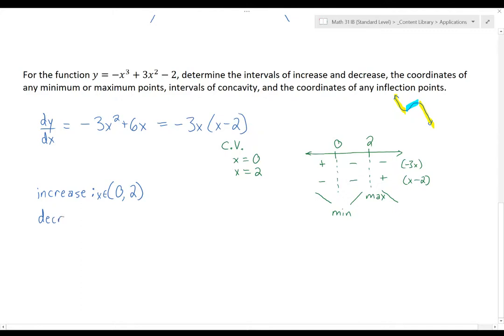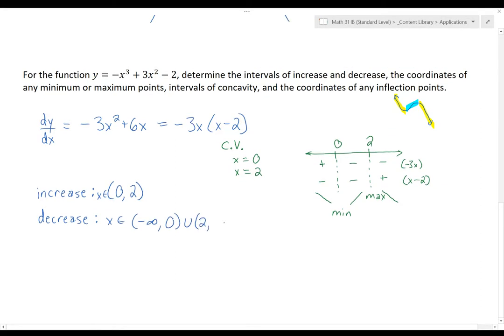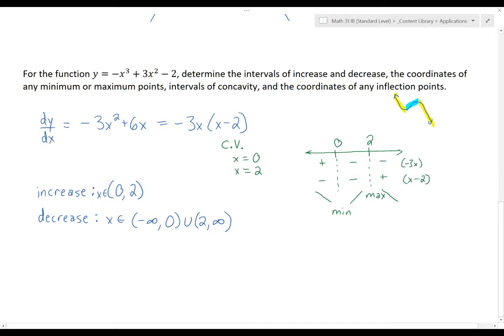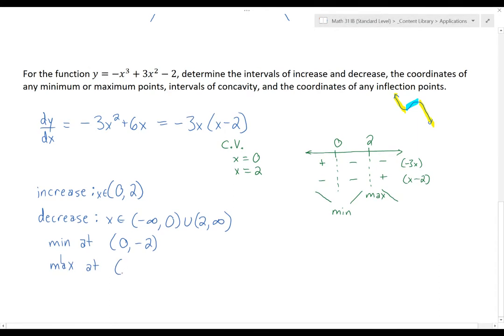It's decreasing on the intervals negative infinity to 0 and 2 to infinity. Notice that the 2 and the 0 are not included in these intervals because at 2 and 0, it is neither increasing nor decreasing. At 2 and 0, it is stationary. So I have a minimum at x equals 0, so the coordinates at that point would be 0, negative 2. And I have a maximum at x equals 2. So when x equals 2, I've got negative 8 plus 12 minus 2, so I've got 2. So those are my minimum and maximum points.